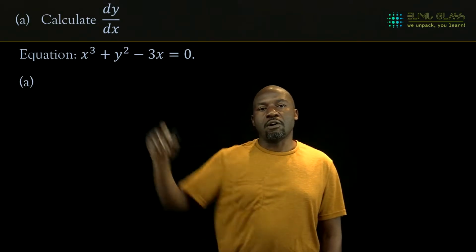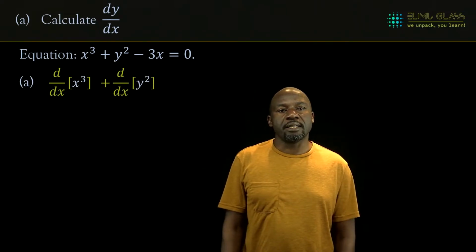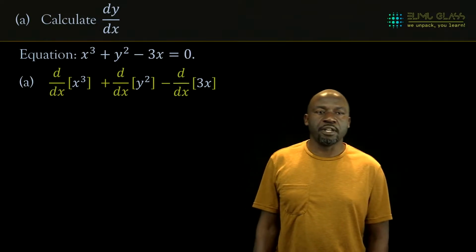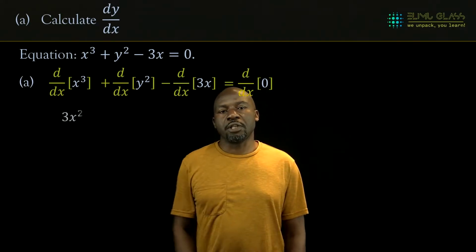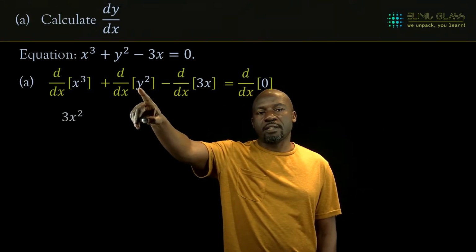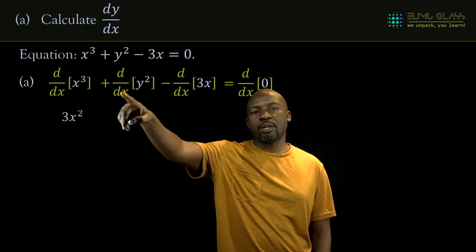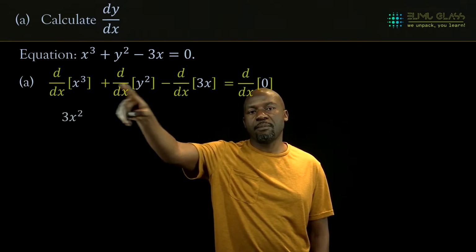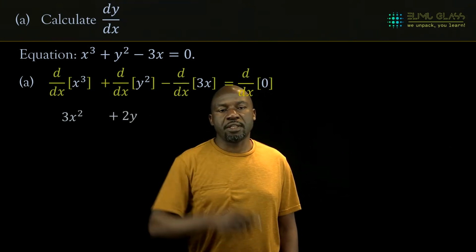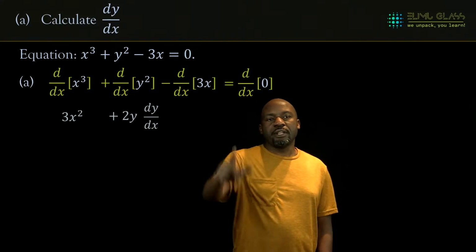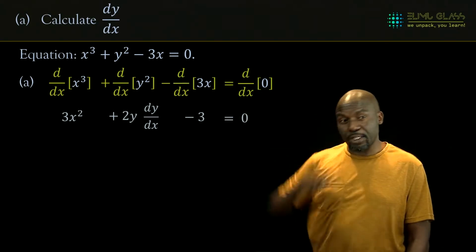The derivative of x cubed plus the derivative of y squared minus the derivative of 3x must be equal to the derivative of 0. The derivative of 0 is of course 0. So the derivative of x cubed is 3x squared. The derivative of y squared, this is important, is going to be 2y, but because we are differentiating with respect to a different variable, unlike this one here, we are going to get 2y together with the residue dy by dx. And then the derivative of 3x is just going to be 3, and that must be equal to 0 because the derivative of 0 is just 0.